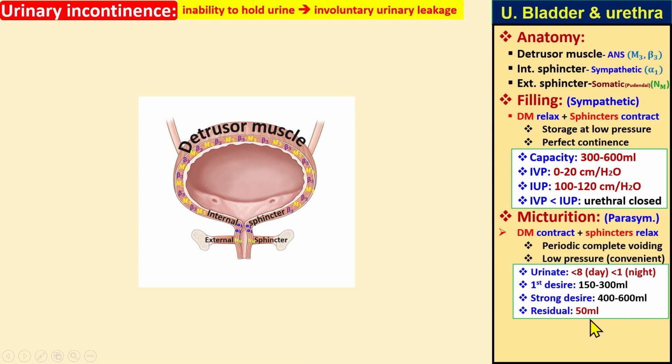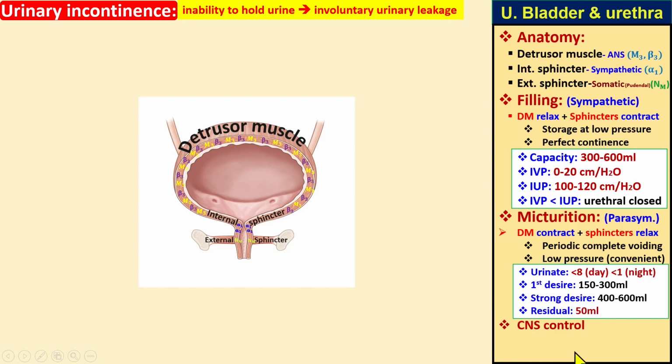So 50 ml is remaining in the urinary bladder, so it's a residual volume. After urination, it should be 50 ml. If it's more than 50 ml, it means you have incomplete voiding. Okay, so this is one of the conditions of urinary incontinence.